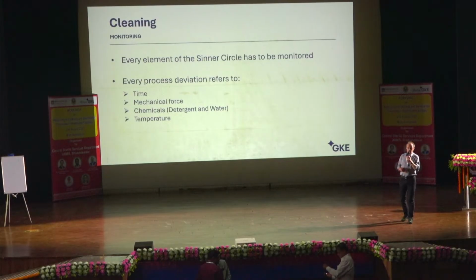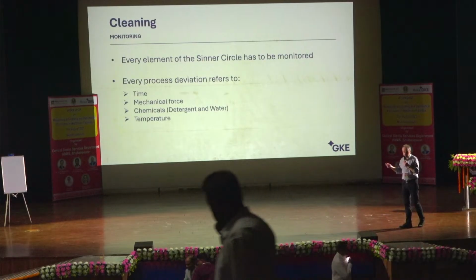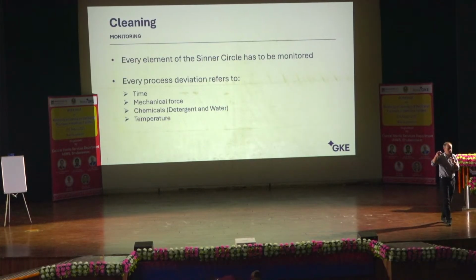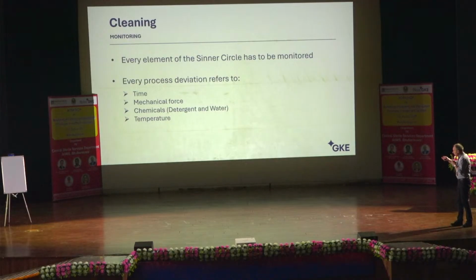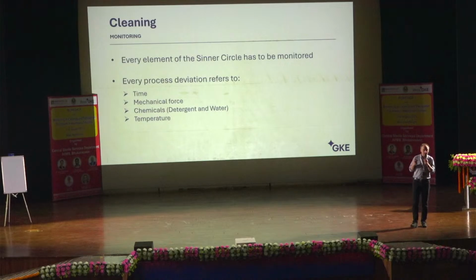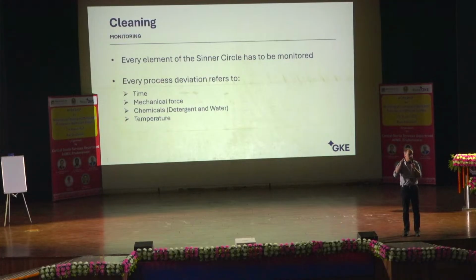Now we want to see how we can monitor this process. Here you see a very simple description of what has to be monitored, because this Sinner circle, this circle with the 4 elements, will tell us when we have a process deviation. If anything goes wrong with your process, it can only be 1 out of 4 reasons. When something is wrong with your cleaning, even with your manual cleaning, it's the mechanical force, or the time, or the chemicals, or the temperature. There is no other reason. This is the complete cleaning.